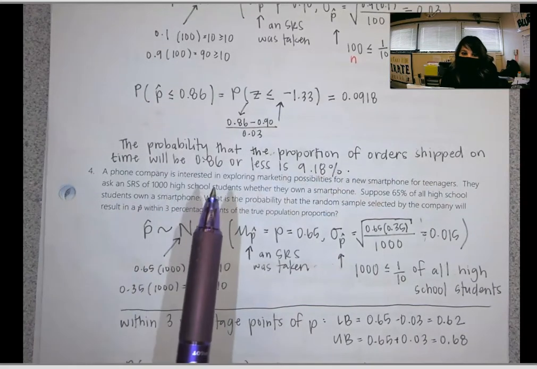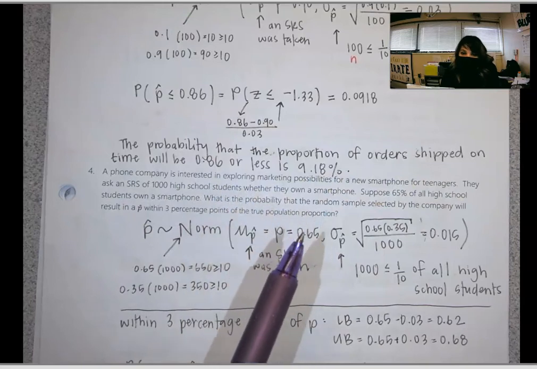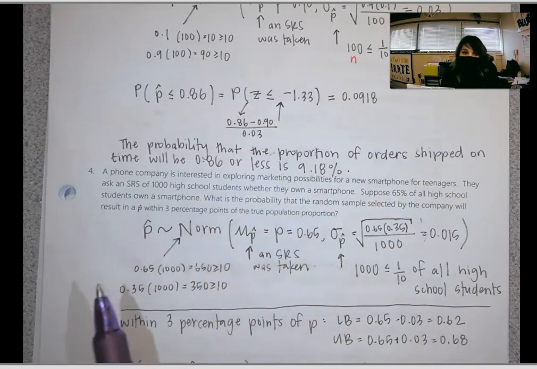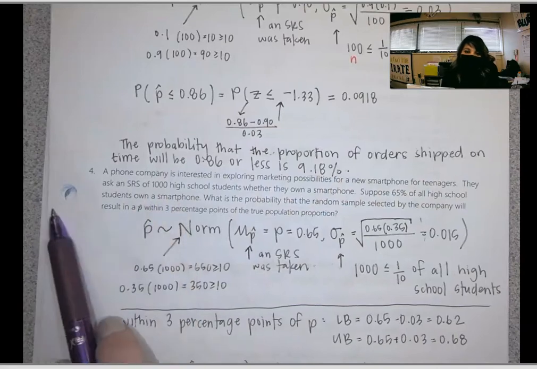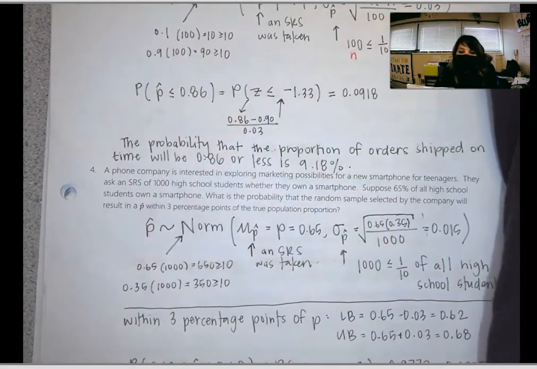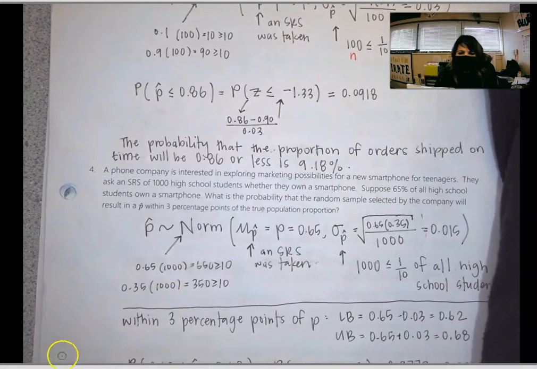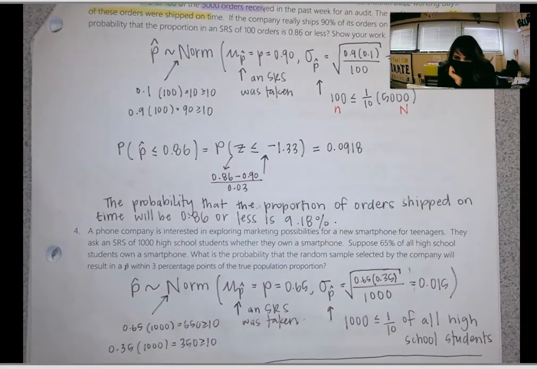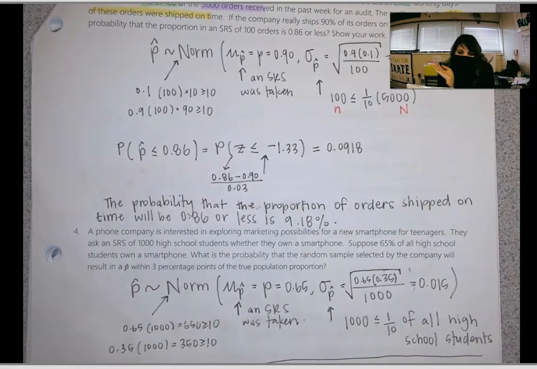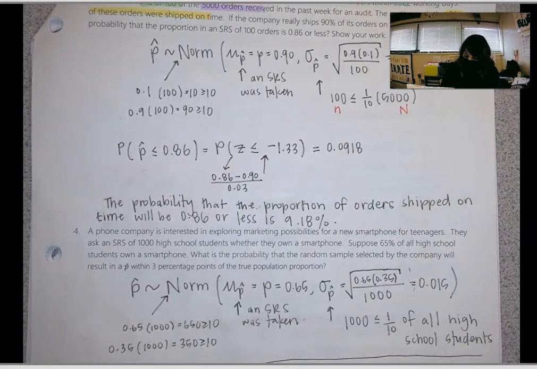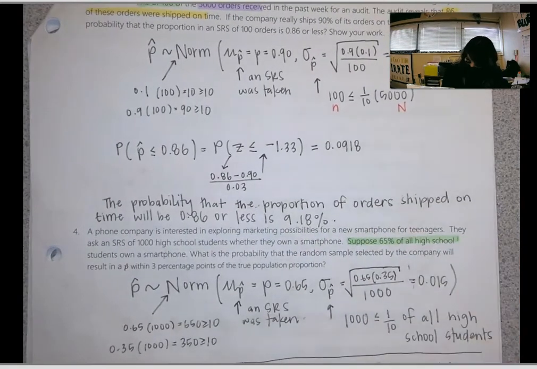So a phone company is interested in exploring marketing possibilities for a new smartphone for teenagers. I've got to read that sentence again. They ask an SRS of 1,000 high school students whether they own a smartphone. Okay, that makes more sense now. Suppose that 65% of all high school students own a smartphone. So that is our p. Suppose that 65% own a smartphone.